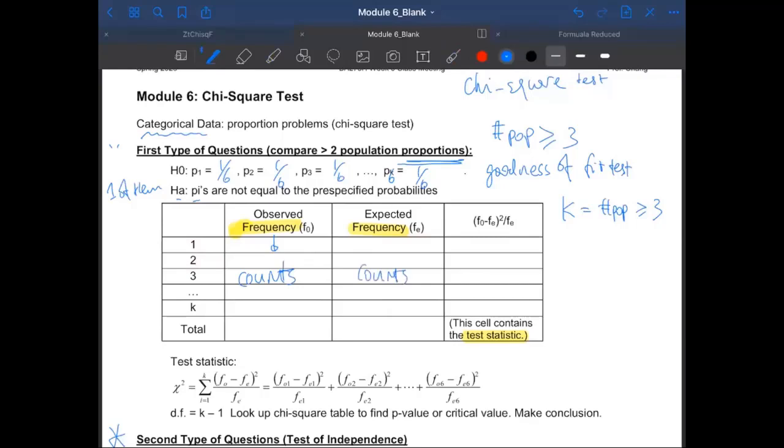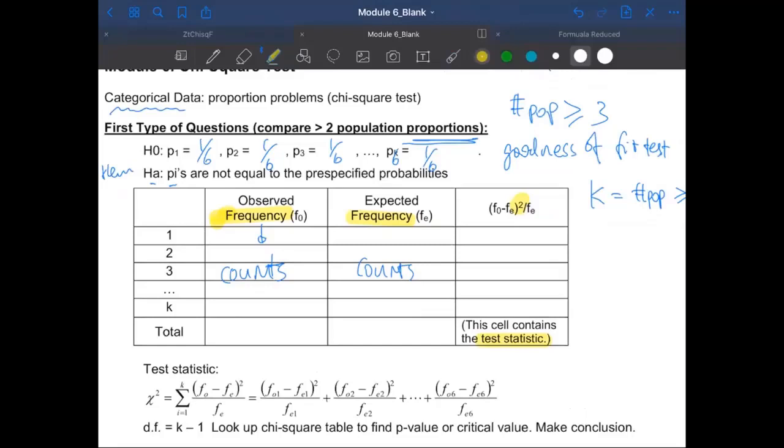Then, as you learned in the video, you have to find the difference between those two, and it's going to be FO minus FE. But if you just use a subtraction, some of the differences are going to be positive and some negative. You don't want to sum them up like that because it's going to cause cancellation. Instead, you want to square this term. This is very important. You want to square it, and then you also want to divide it by FE.